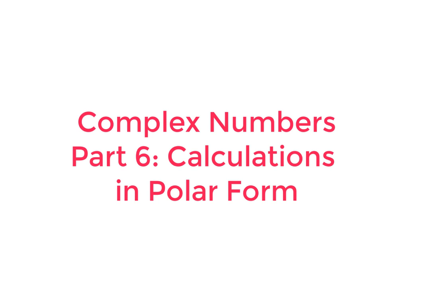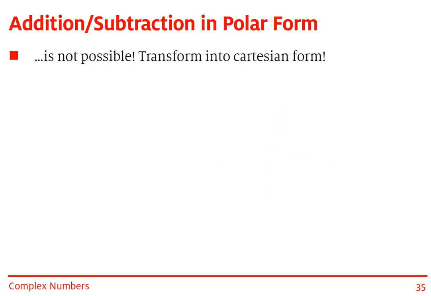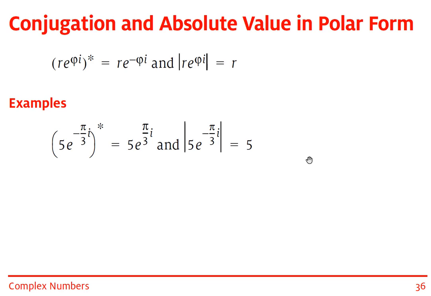In this video I want to show you how to calculate the basic operations like addition, multiplication, division and so on in polar form. So first we start with addition and subtraction, and the bad news is that this is not possible in polar form. If you want to add or subtract two complex numbers in polar form, you have to first transform them into Cartesian form.